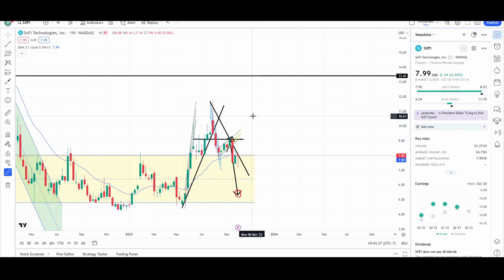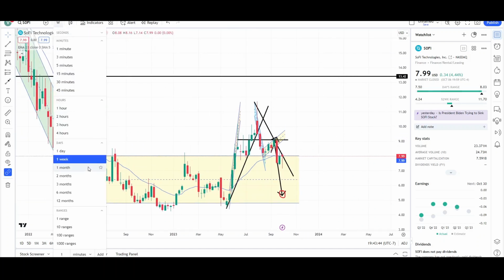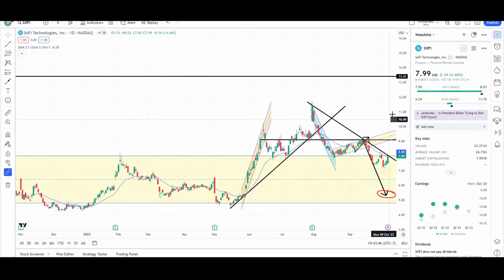For SoFi Technologies, looking pretty bullish, but I want to see a break of the trend line and follow through to be sure. So that's all I have for SoFi Technologies this week, and I'll give you guys an update on Tuesday.